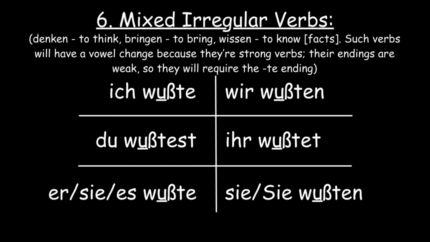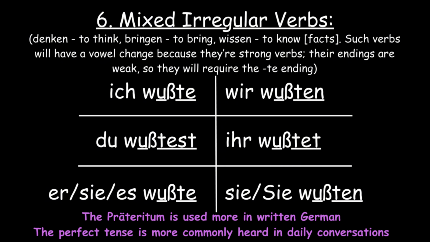Oppositely, wissen will have a different stem change along with the te ending. Ich wusste, du wusstest, sie es wusste. Wir wussten, ihr wusstet, sie wussten. That's how such verbs get conjugated in the Präteritum. But let's not forget that the Präteritum, in general, is used more in written German, while the perfect tense is more commonly heard in daily conversations, and it will be explained in the next videos.